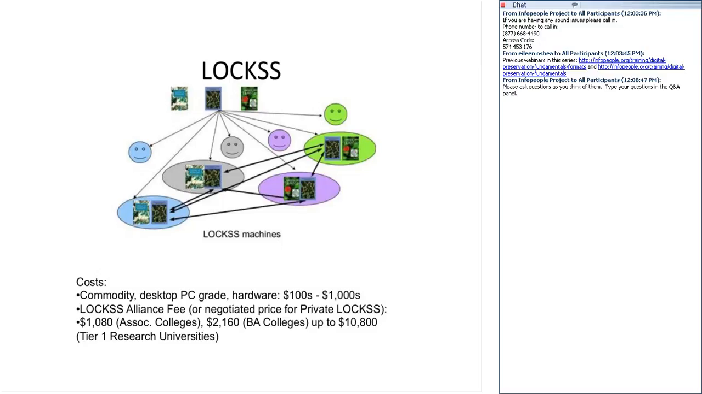Those fees range anywhere from about $1,000 for associate granting colleges, $2,000 for bachelor's granting colleges, up to about $10,000 for Tier 1 research universities, places like UCLA. And those fees support the ongoing development and maintenance of the LOCKSS software, the software that essentially instructs these boxes on how to talk to one another and compare content. So LOCKSS had its birth in, and still really is a solid and important part of our e-journal preservation infrastructure. It essentially serves as a specific digital preservation repository focused on that content type.